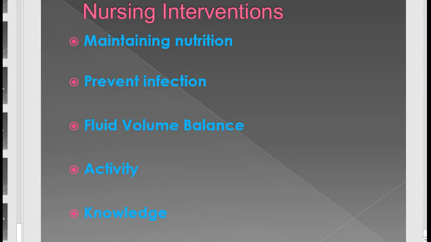Monitoring their blood sugar levels like we discussed earlier and administering insulin if needed. Promoting activity if possible. This will maintain muscle tone. And also providing the patient with any kind of information as needed that will help with their knowledge about why they were on the TPN and signs and symptoms to be looking for.